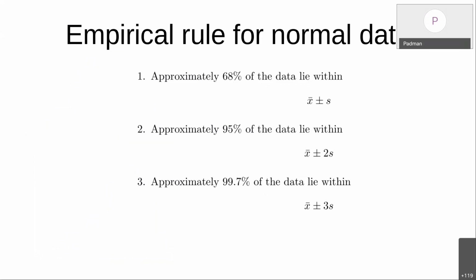If the data is normal, there is an empirical rule which relates the mean and the standard deviation. If the data is approximately normal, approximately 68% of the data lie within one standard deviation of the mean on either side, plus or minus s, where s is the standard deviation, the positive square root of the variance. Approximately 95% of the data lie within two standard deviations, and 99.7%, almost all the data, lie within three standard deviations. This is for normal data. Just keep these numbers in mind. We can use them in some problems later.